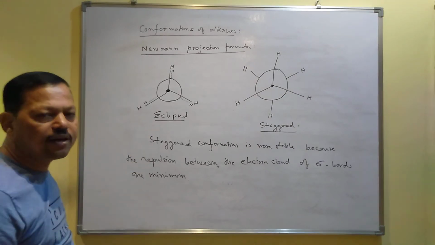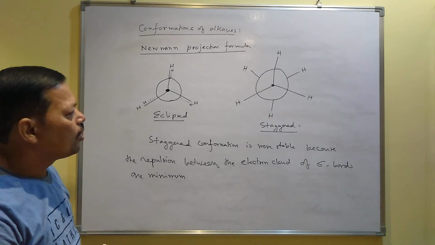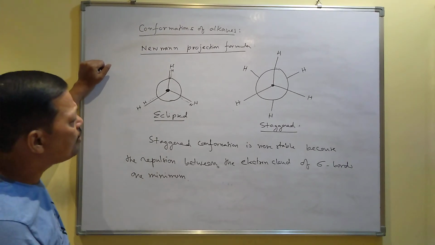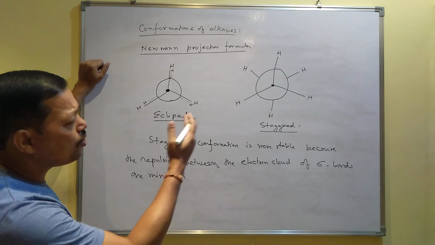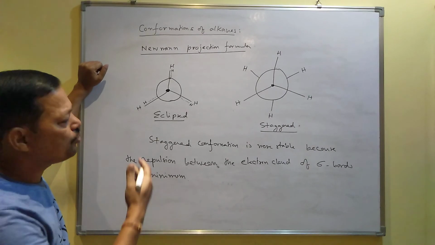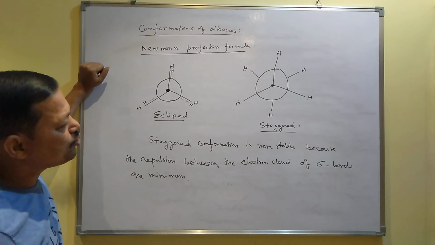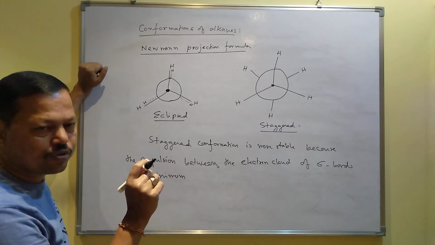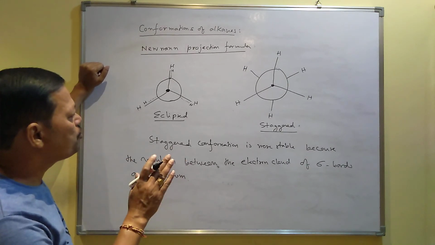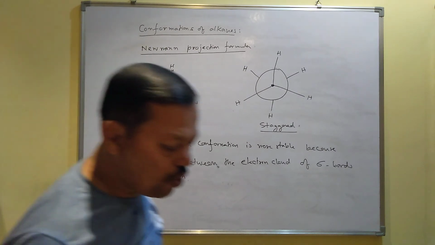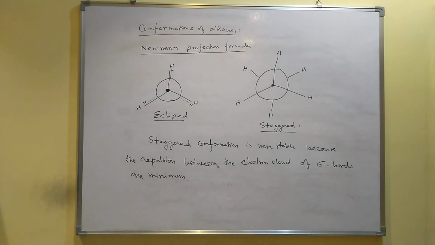Like ethane, butane also can show this type of conformational isomers, but ethane can show only two conformations, eclipse and staggered, whereas butane can show a number of conformational isomers. But according to your syllabus, only ethane is required. That's why no need to draw the butane structure. So you should know only the ethane conformation. Ethane can show only two types of conformation. One is called eclipse, one is called staggered.